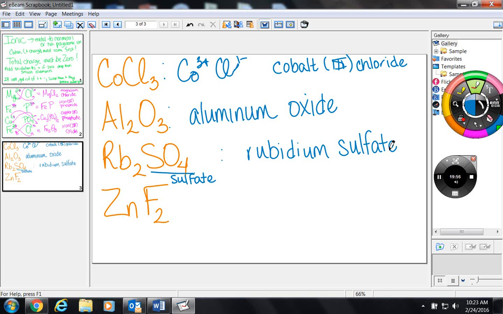ZnF2. What do we do? Oh, okay, so first it's zinc 2. I have to undo it because zinc is a transition metal.